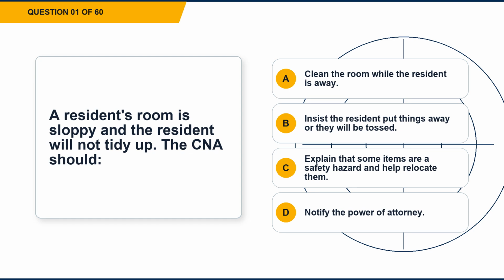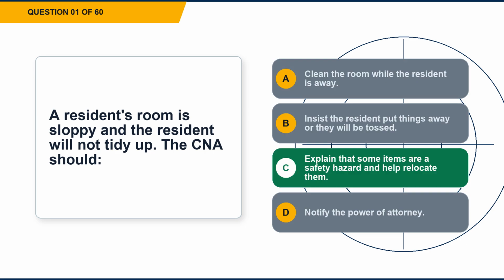Question 1. A resident's room is sloppy and the resident will not tidy up. The CNA should: Option A. Clean the room while the resident is away. Option B. Insist the resident put things away or they will be tossed. Option C. Explain that some items are a safety hazard and help relocate them. Option D. Notify the power of attorney.